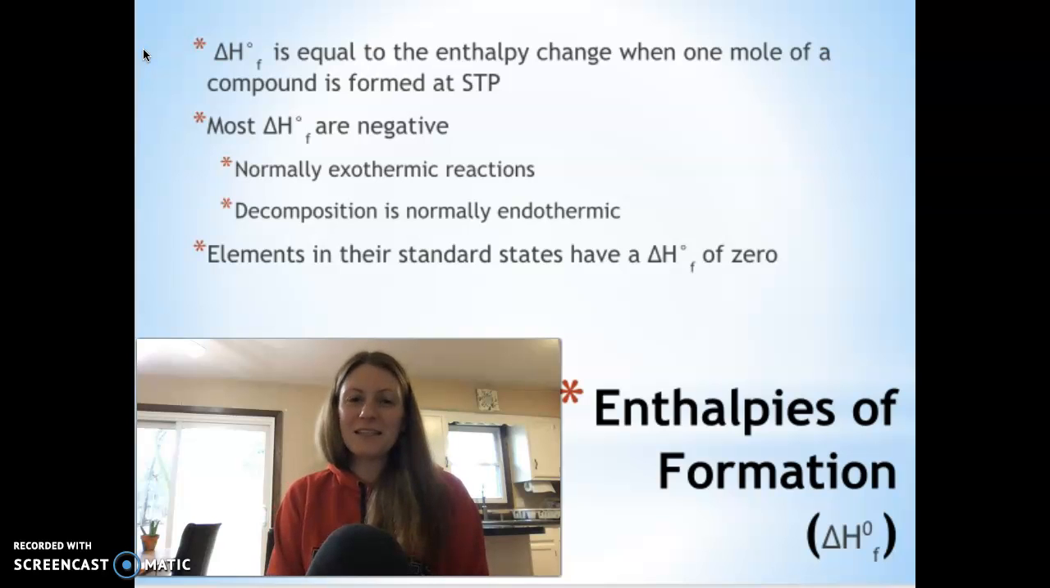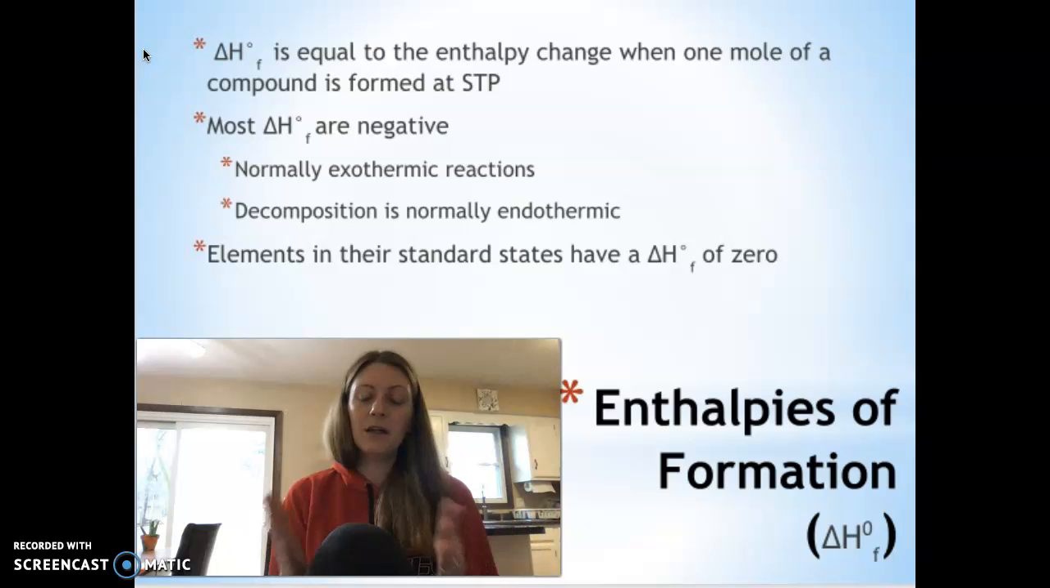Most enthalpies of formation are negative. These are normally exothermic reactions. Decomposition generally is a normally endothermic reaction, so it will absorb heat. And elements in their standard states have an enthalpy of formation of 0. So that's really important because if their enthalpies of formation are 0, then you do not have to include them in our equations. So remember, standard states would be like O2 because it's a diatomic molecule as a gas, because that's what we normally have oxygen present as, or carbon as a solid, because carbon is always solid at room temperature.